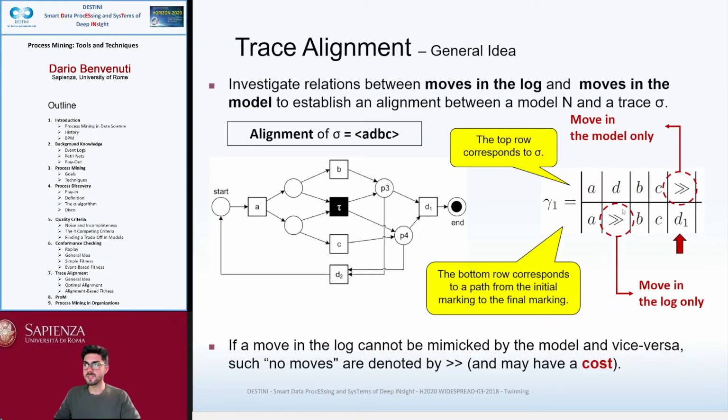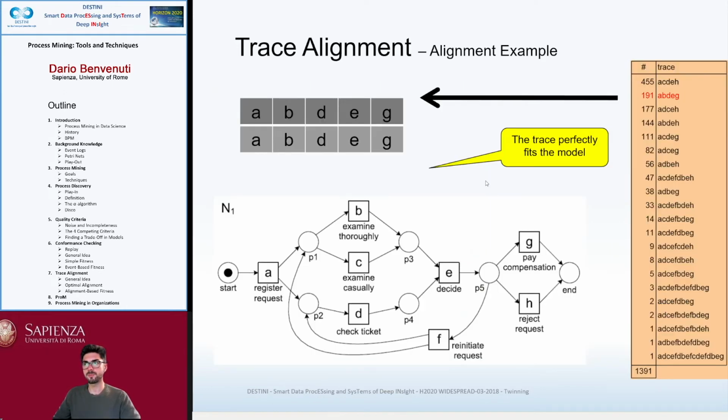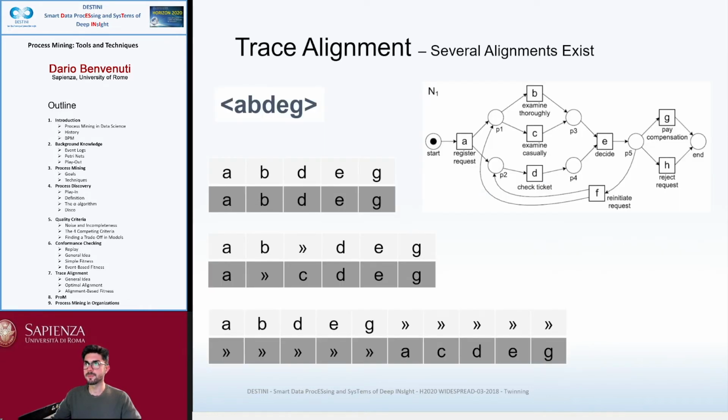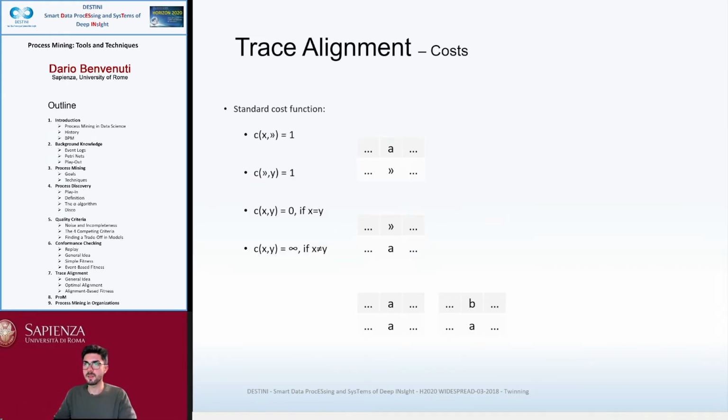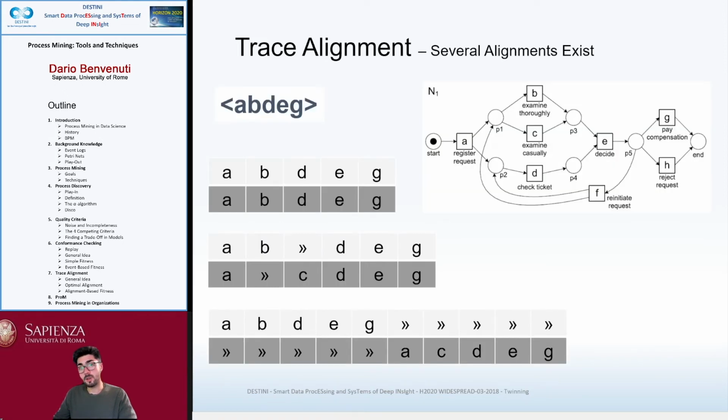And all these no moves operations, of course, can have a cost associated with them and can be used to detect insights. Here there is another example of an alignment in which we have, for example, this trace A, B, D, E, and G that can be perfectly reproduced in the model N1. So we have a perfect alignment. And the most important thing to understand is that for the same trace and the same model, there exist several different alignments, which can be different one from another.